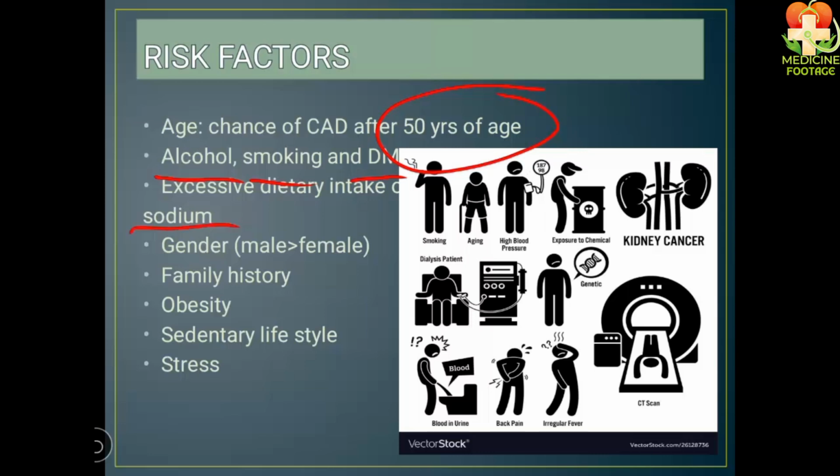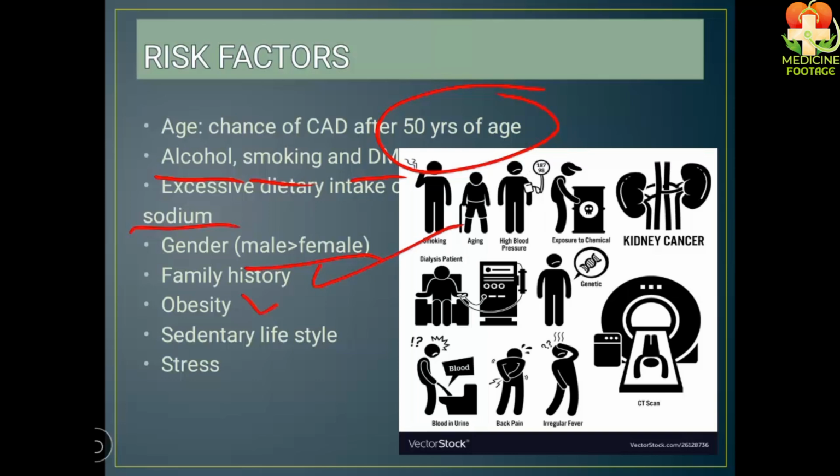If someone has a high intake of sodium through salt or any other source, their chances of developing hypertension increase. Compared to females, males are more likely to have high blood pressure, so they are at a higher risk of hypertension. If there is a family history of high blood pressure, then they are also at a higher risk of developing hypertension.